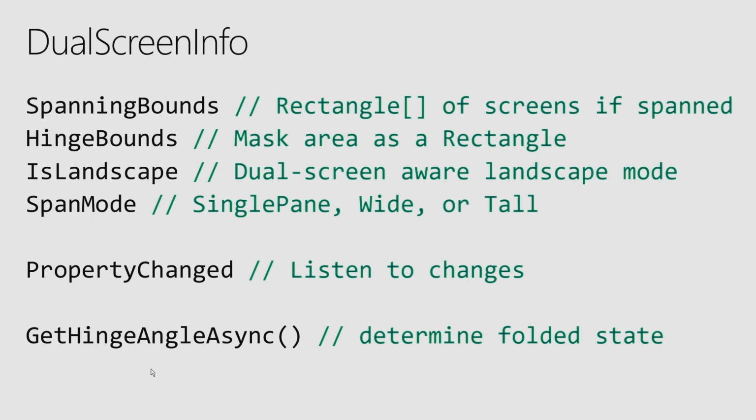IsLandscape returns dual screen aware landscape status. And SpanMode tells you the state of the app, whether it's on just one screen or if it's on two screens in tall or wide mode. There's an event, PropertyChanged, which will let you listen to changes to any of these values so that you can adjust your layouts manually. And finally, GetHingeAngleAsync lets you query the angle between the two screens for innovative user experiences that revolve around how the user is opening or closing the device.